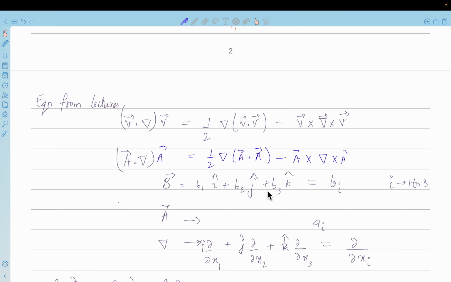Okay. This half term you are not getting. And instead of using this identity for V cross grad cross V, you have used A cross B cross C. Is that right? Yeah, A and C are equal.